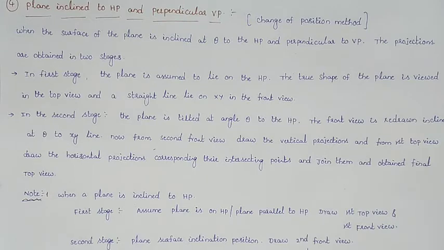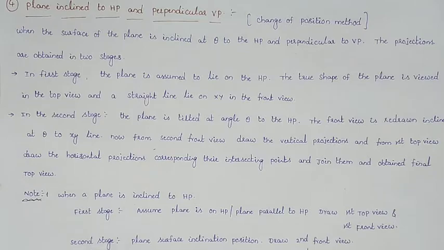Coming to the next stage, we go into the plane surface inclination position with respect to the horizontal plane. In that position, the first front view is inclined with an angle of theta with respect to the XY line, and we redraw it, locating all the points of the first top view on the second front view. Similarly, from the second front view, draw the vertical projection lines, and from the first top view, draw the horizontal projection lines. We will obtain the final top view. So this is the position.